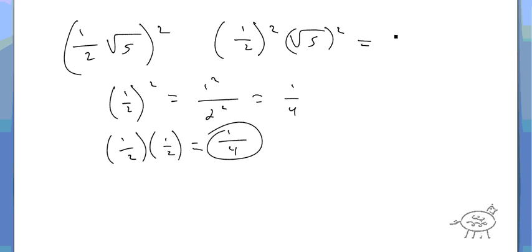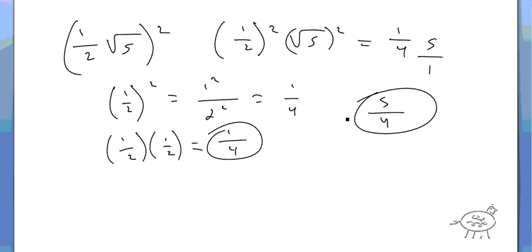So going back to this problem, it's 1/2 squared and root 5 squared. So 1/2 squared is 1/4, which we've already done. Root 5 squared is just 5, or 5 over 1. So if I multiply straight across, isn't that the same thing as 5/4? All right.